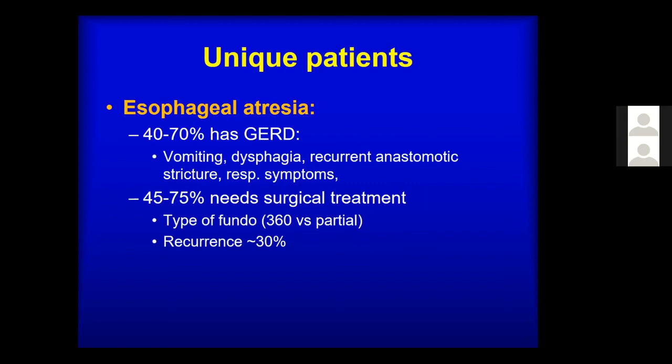Again, now you'll ask yourself, the esophagus here is not really moving well. So are you going to put a 360 or a partial one? If you do the 360, which is really loose, not tight, you should be okay. The recurrence rate is 30%. Again, my personal experience, we don't do this much. And also when we do it, we don't really redo 30% of those.